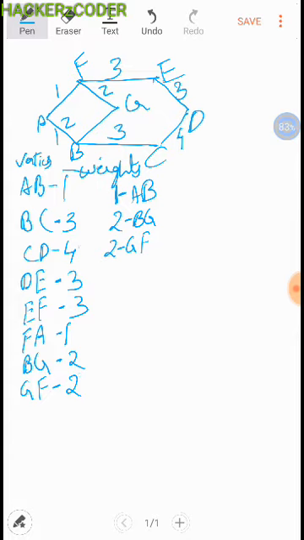next comes BC, then DE and EF, and CD. Okay, so now let us check: 1, 2, 3, 4, 5, 6, 7. We skipped one. Yeah, FA.